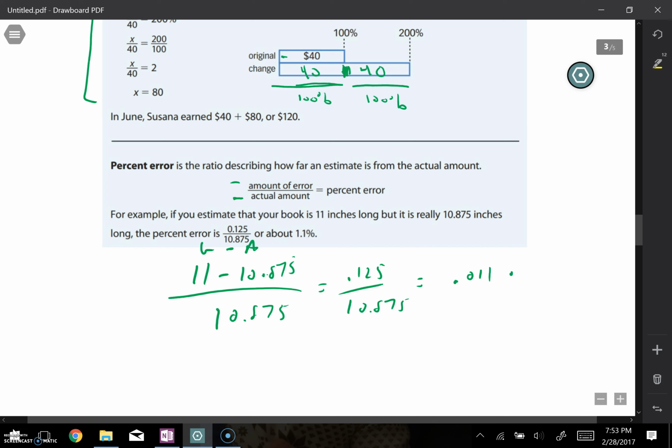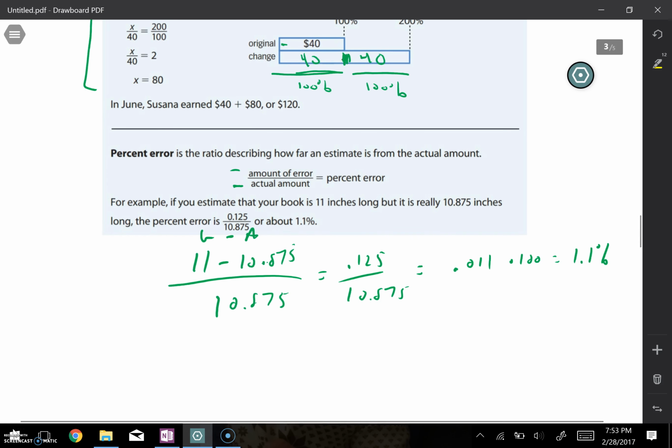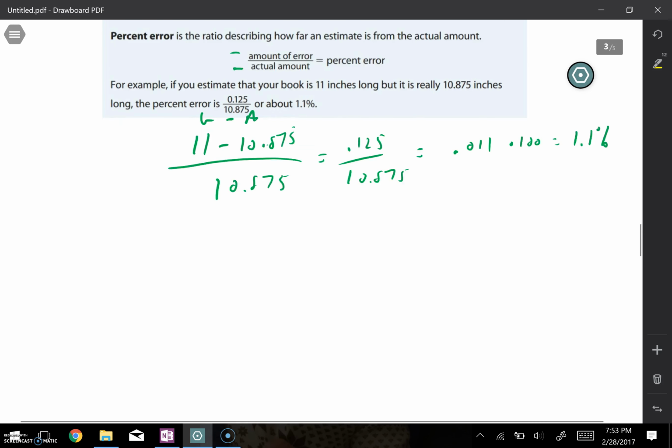Multiply that by 100, and that gives you 1.1%. So if you guess 11 inches and the book is actually 10 and 875 thousandths of an inch, you are only 1.1% off, which is pretty darn awesome, because if you're that close, that is a really small margin of error. You might have heard something like that.